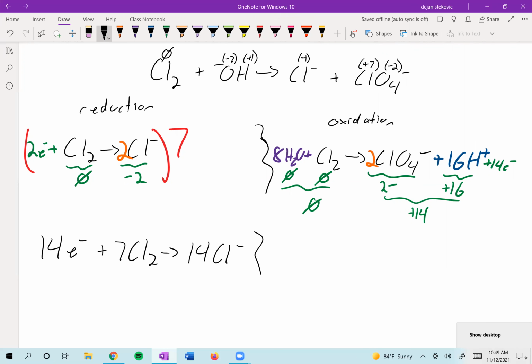And I'm just going to rewrite this other side as well, because why not? 8 waters, 2 Cl2s goes to 2 of these, 16 H pluses, and then 14 electrons. Cool.